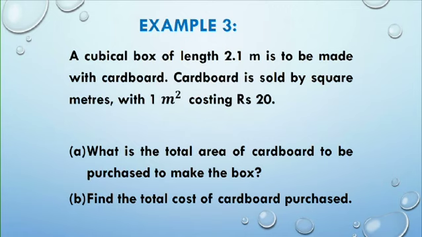We now move on to example 3. A cubical box of length 2.1 meters is to be made with cardboard. Cardboard is sold by square meters, with 1 meter square costing 20 rupees. Part A. What is the total area of cardboard to be purchased to make the box? Part B. Find the total cost of cardboard purchased. So let us have a look at the solution.